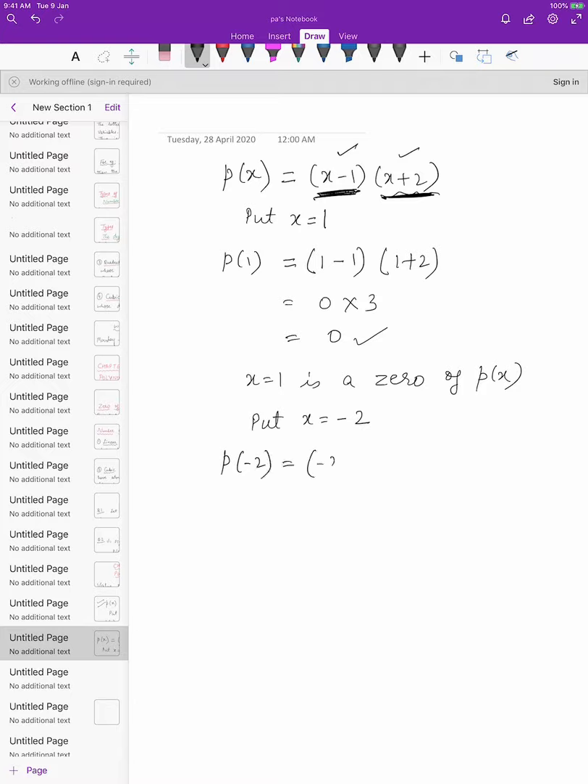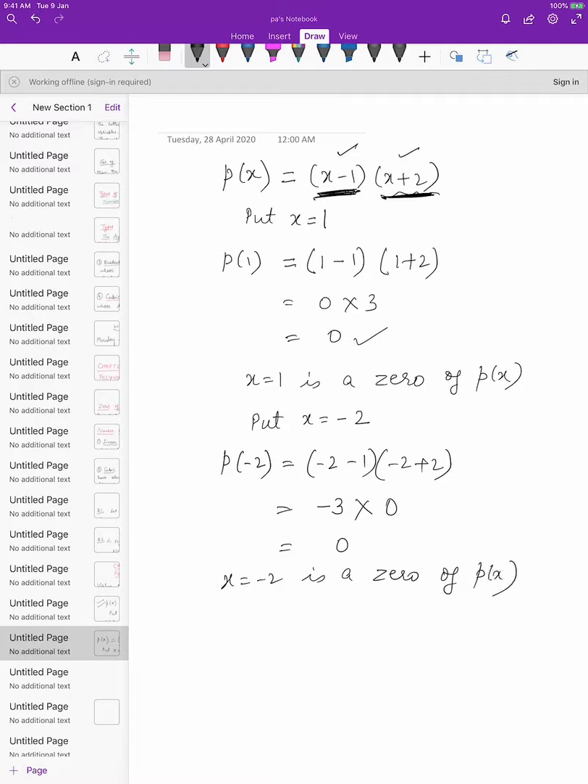Let's see. Minus 2 minus 1 and then minus 2 plus 2. Minus 2 minus 1 will give me minus 3 and this is 0, which gives me 0. It means x is equal to minus 2 is a 0 of the given polynomial p(x).